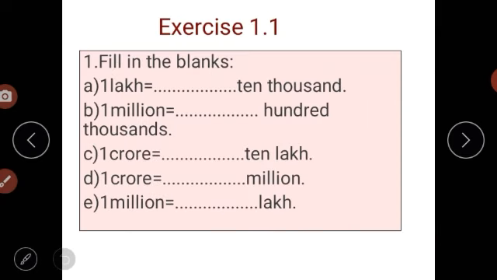Next we have exercise 1.1. Here the question is to fill in the blanks. First one, A1: 1 lakh is equal to dash 10,000. So how do we get the value in the blank? By dividing 1 lakh by 10,000. So what do we have to do?